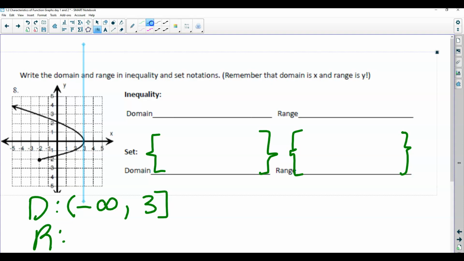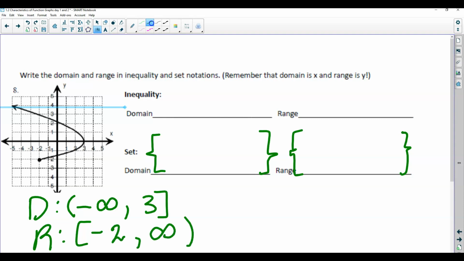All right, for your range, let's go ahead and move this scanner if I can. We're scanning from the bottom up. So the lowest point of the graph is at a -2. And then when I climb up, I land on that arrow again. So it's infinity again. So this is going to be a -2 with a bracket because it's a closed circle. And that's going to go on forever because I've landed on an arrow.